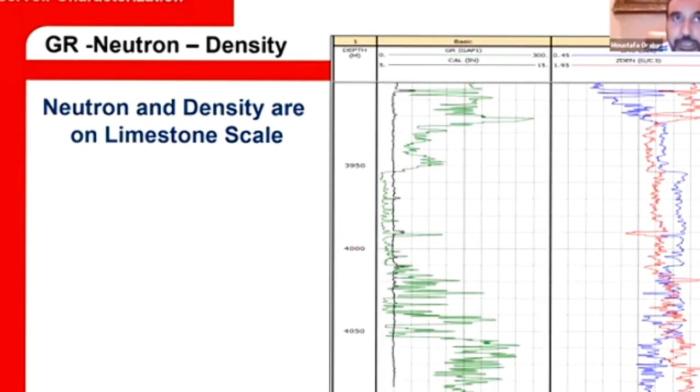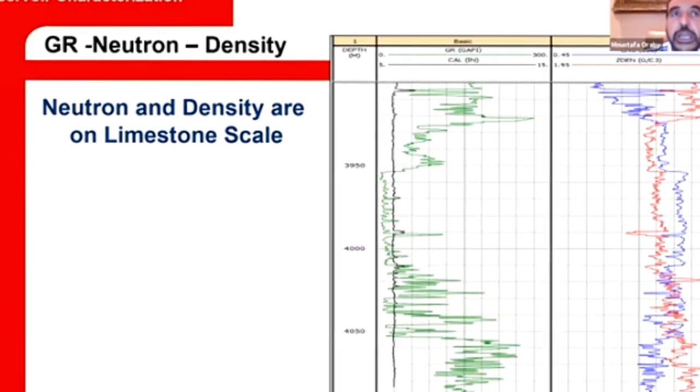Okay? Everybody understand that? The forcing of the API to go for limestone scale is a very helpful thing. I will prove this through the presentation. So let's just take what the API is telling us for now. Neutron and density are on limestone scale. Well, I understand the neutron will be on limestone scale.